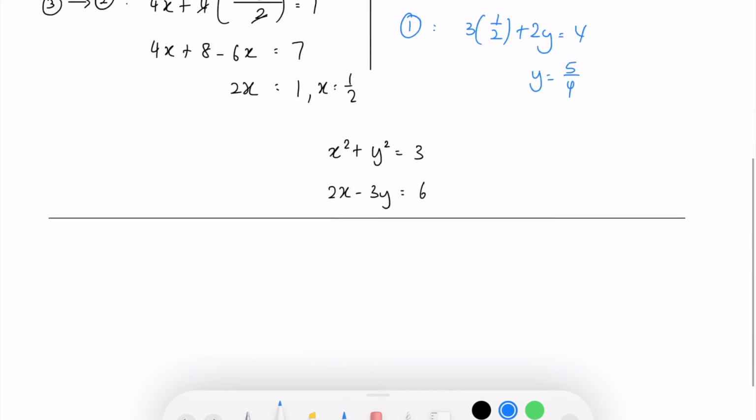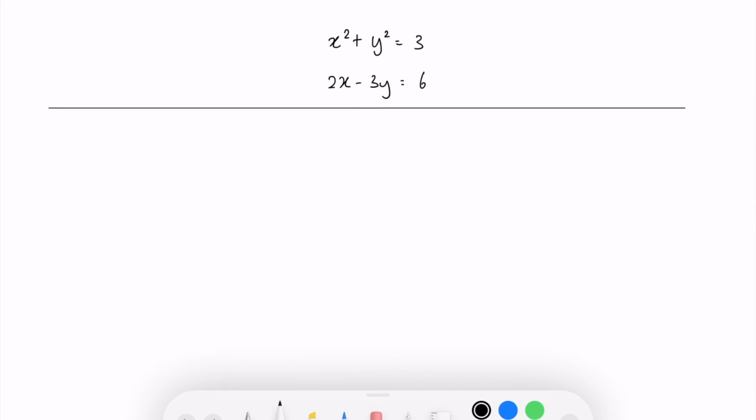But when it comes to questions like this, it's a harder question because you have something squared and something not squared. So elimination is kind of out of the picture. You can try it. It's just going to be super, super long. So I'm going to do substitution in this one. And the logical step to do is to rearrange equation 2. This is equation 1. That's equation 2. I'm going to rearrange equation 2. I want to get x.